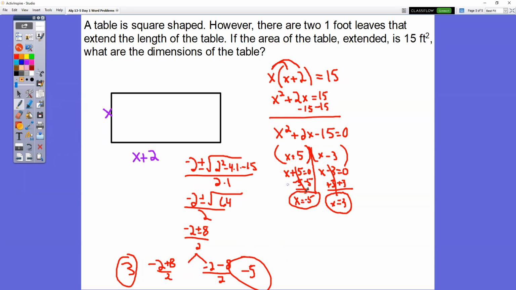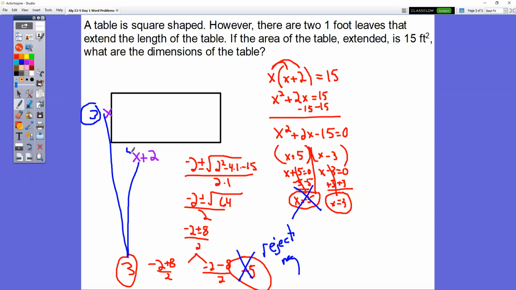No matter which way you do it, you want to reject the negative answer because we can't have a negative length of a side. So now we want to plug in our 3. So our width is 3 and our length is 5.